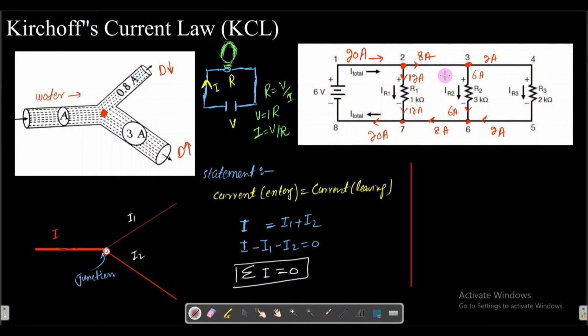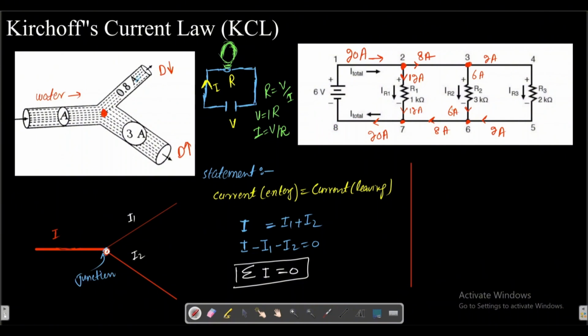Kirchhoff's current law in this case focuses on these junctions and the current distribution at each junction. Here I roughly wrote 8 ampere and 12 ampere. The distribution of the currents will depend upon the diameter of the wire, and also upon the combination of resistances, in parallel or in series. So this was Kirchhoff's current law.